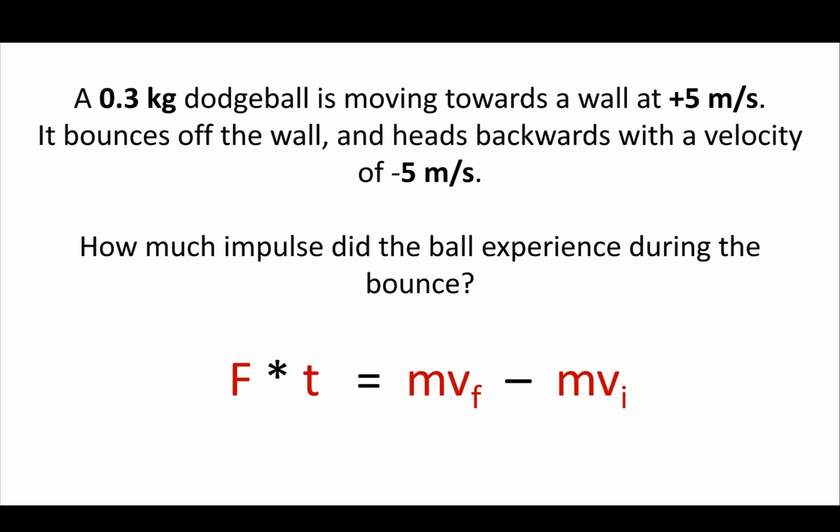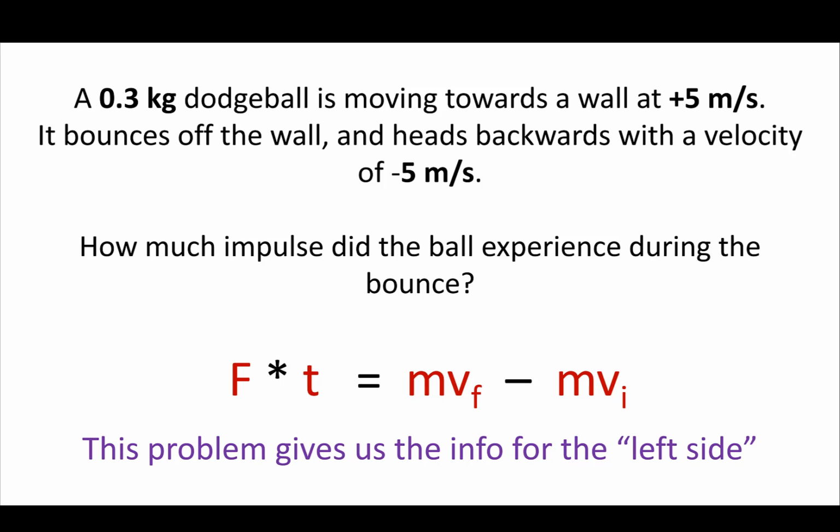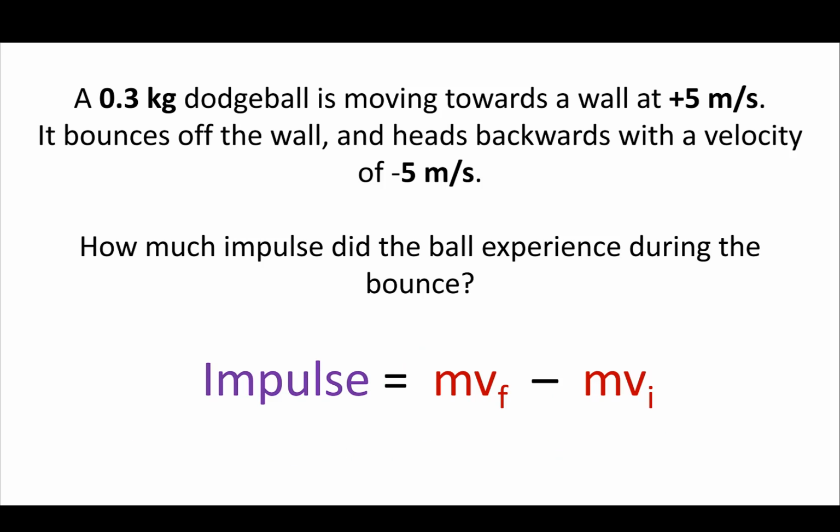We have our formula. Remember, either side of this could be used to calculate the impulse, the left or the right. It looks like it gives us the masses and velocities of the dodgeball. So it gives us the info for, once again, the right side. I don't know what I was thinking. It gives us this information, so we'll plug stuff in here.